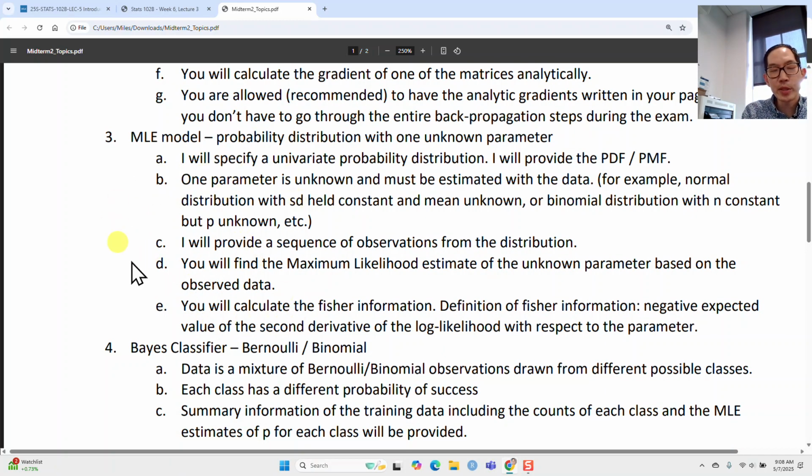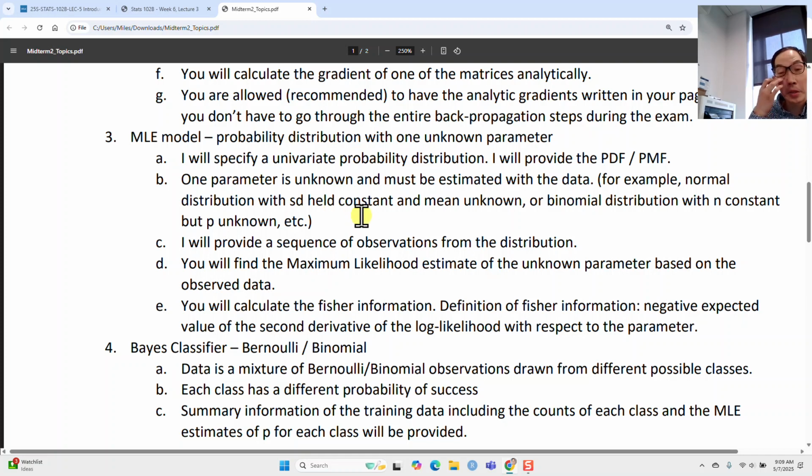Another possible problem is a maximum likelihood estimation problem, and this will be similar to the example that we had in lecture, but obviously different. So I will give you some kind of univariate probability distribution, okay, and it will either be continuous or discrete. So you might get the PDF or the PMF, okay, and one of the parameters for this probability distribution will be unknown, and it has to be estimated from the data.